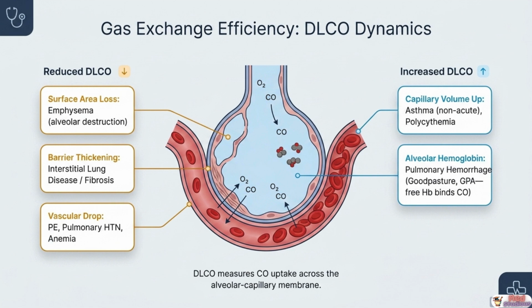Increased DLCO, a less commonly tested but important pattern, occurs through two distinct mechanisms. Capillary volume increases in non-acute asthma and polycythemia, simply providing more blood volume available to bind the test gas. Alveolar hemoglobin increases in pulmonary hemorrhage syndromes, such as Goodpasture syndrome and granulomatosis with polyangiitis, where free hemoglobin leaking directly into the alveolar space avidly and falsely binds the test gas, artificially elevating the result, an excellent way to distinguish hemorrhagic from purely inflammatory interstitial processes.